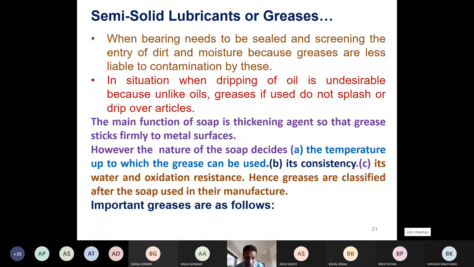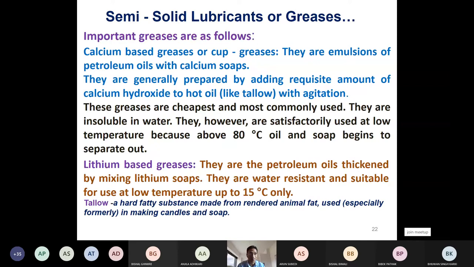The important greases are as follows: calcium-based grease and cup grease. They are an emulsion of petroleum oil with calcium soap. Petroleum oil mixed with calcium soap is known as calcium-based grease, and they are generally prepared by adding the required amount of calcium hydroxide to hot oil. Then after adding, you shake it well. These greases are cheapest and most commonly used.